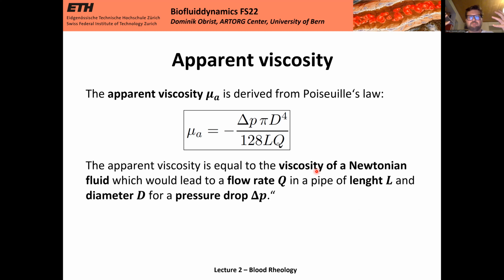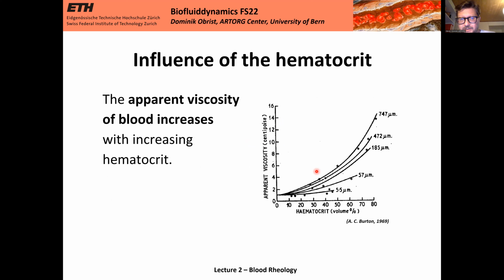So what viscosity does the plot appear to have? The first plot here is an older figure from an old book by Burton, 1969, which is actually a didactically excellent treatise on blood. It shows how the apparent viscosity of blood depends on the hematocrit. We have the hematocrit here on the abscissa and the apparent viscosity on the ordinate.